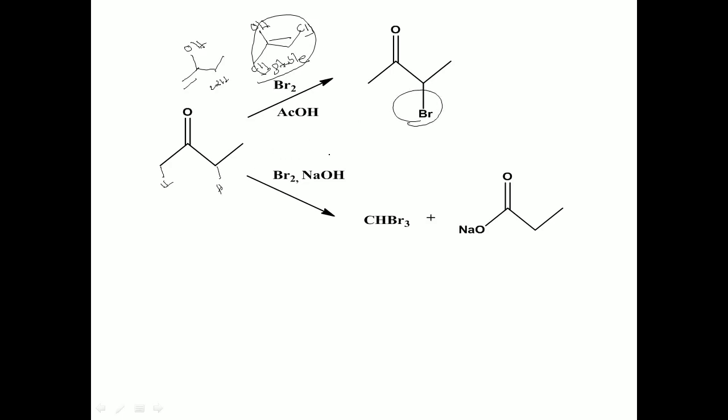Okay, that's it. But in case of the basic medium, the base removes the more acidic hydrogen. That means these hydrogens can be removed by the OH minus, because this is a primary carbon and this is a secondary carbon. Between the primary and secondary carbons, the primary carbanion is more stable. Here in this case we can see like this: double bond over here, negative charge; double bond over here, negative charge. Between these two, this is the more stable carbanion. That's why your base removes the proton ultimately from this one.